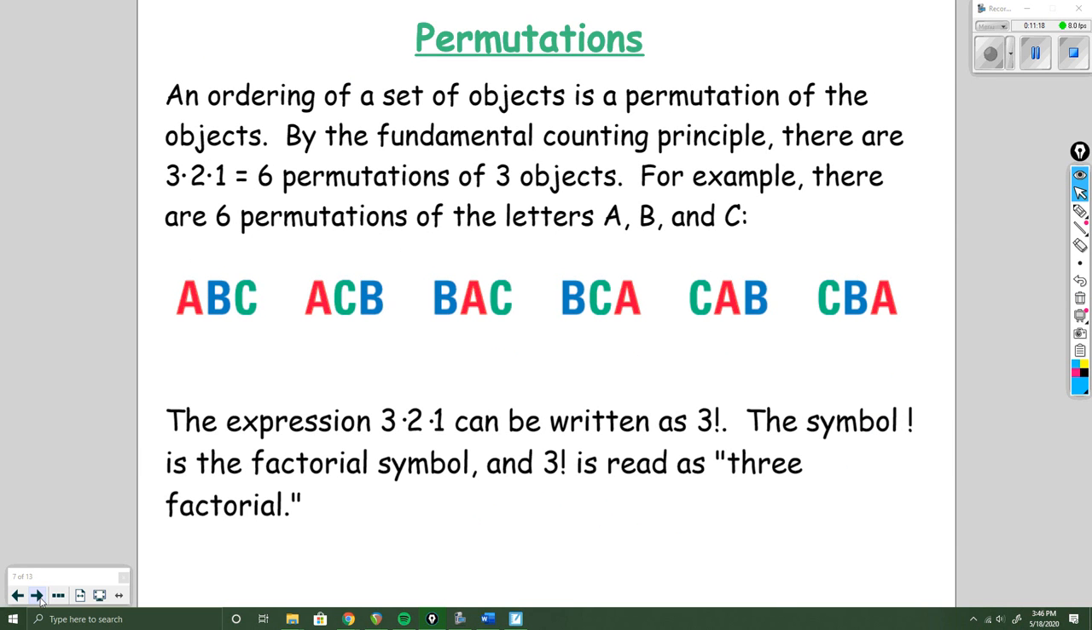Now we're going to talk about permutations. So we talked about the fundamental counting principle. Now permutations is something a little bit different. All right, so let's start with this. An ordering of a set of objects is a permutation of objects.